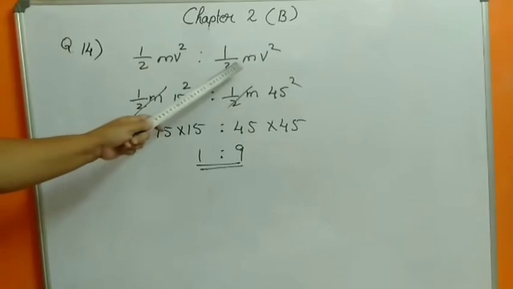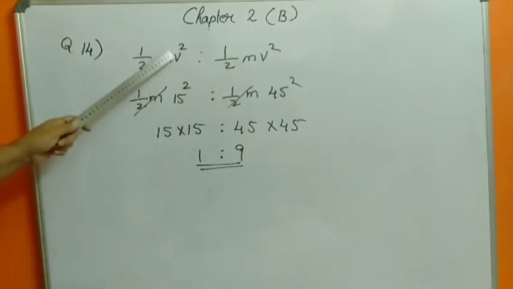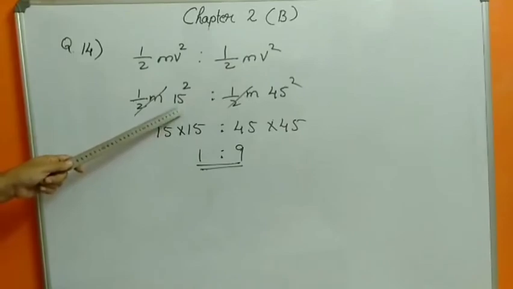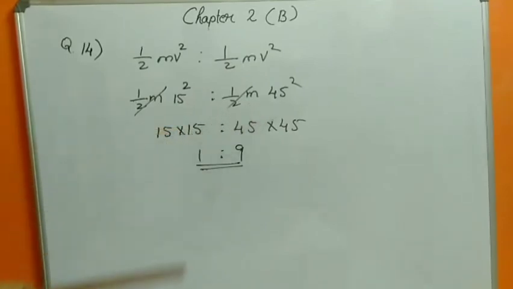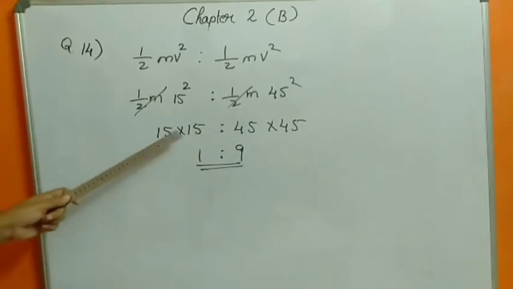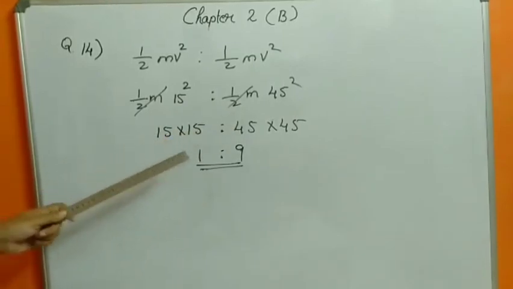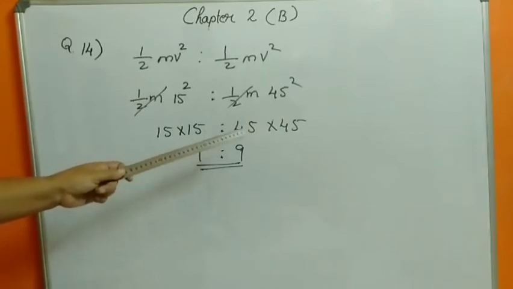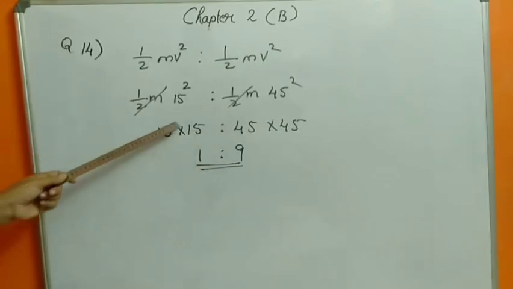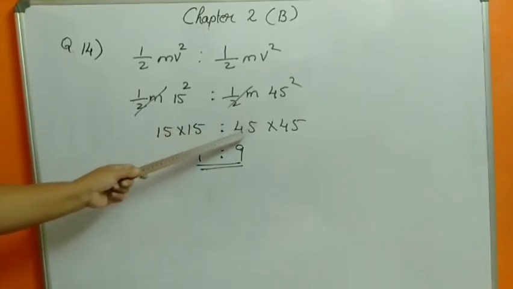Half mv square equals half mv square. We can cancel half m, half m. Here the first velocity is given as 15, the second velocity is given as 45. So 15 square to 45 square. You can just multiply 15 into 15, 45 into 45, and cancel. Or in an easy way, you can say 15 and 45 will get cancelled.